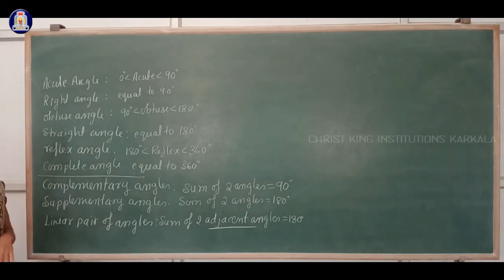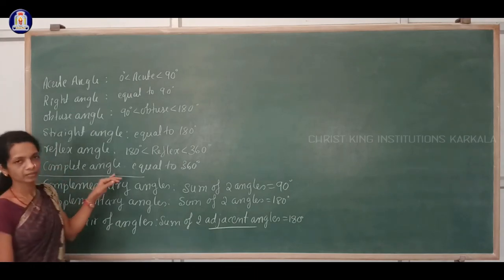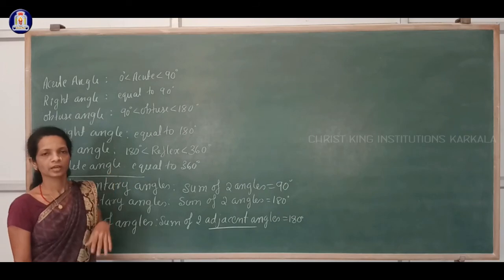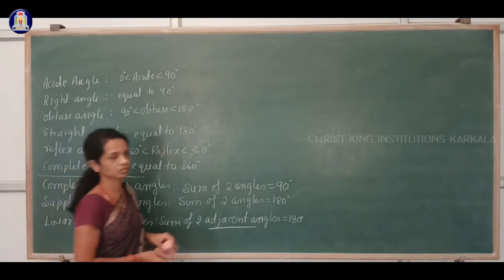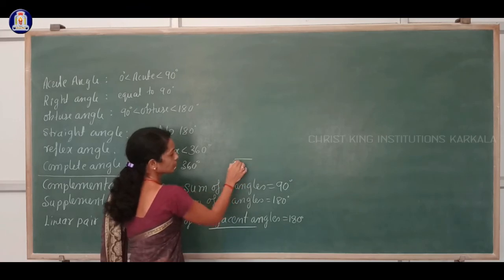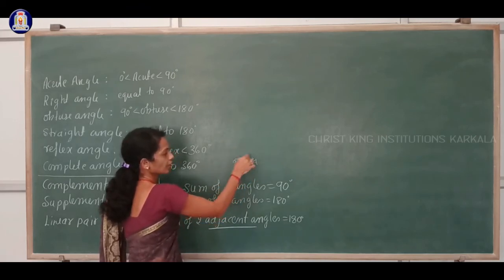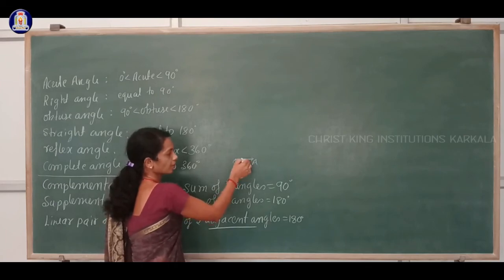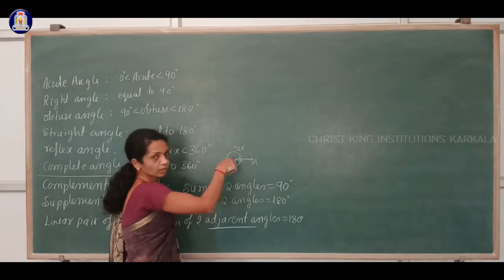And complete angle. Complete angle is the angle which measures exactly equal to 360 degree, means one full rotation. Okay. So here suppose you have line OA, and if it takes one full rotation about the vertex O, then that angle is how much degree? 360 degree, means one full rotation.